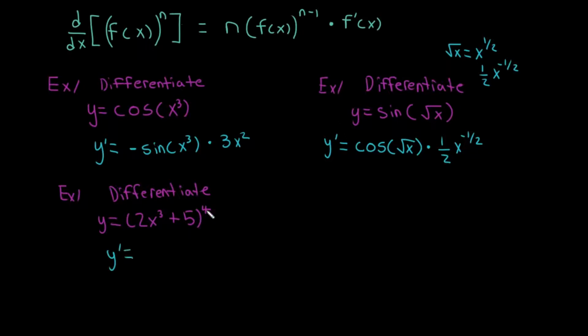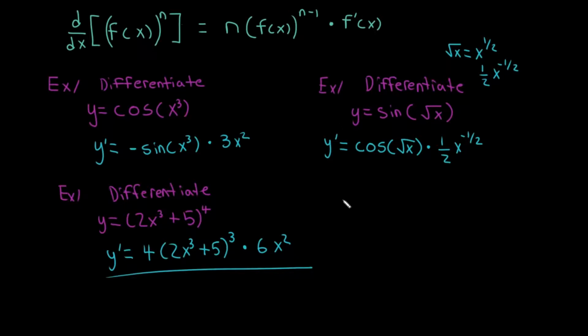So y prime, we bring down the power, so 4, we multiply it by the inside function, which we keep the same, and then we subtract the power by 1, so 4 minus 1 is 3, and we multiply that by the derivative of the inside function, I should say, which is 6x squared, because the derivative of 2x cubed is 6x squared, and the derivative of 5 is 0. So this is the derivative.